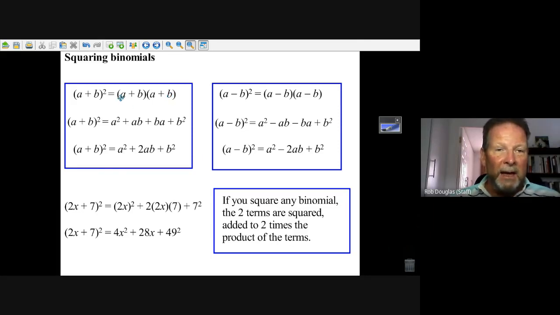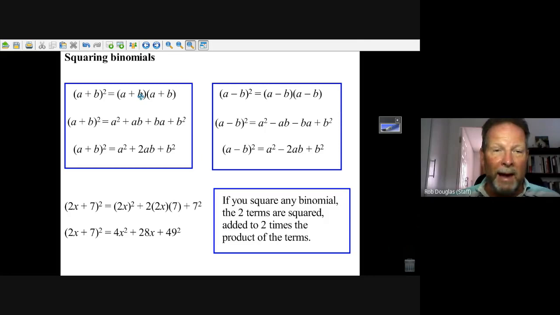Now, this a gets multiplied by both of these things. A times a is a squared. Sometimes we call that the first product. Now the a gets a turn with this b. A times b is ab. Okay, that's taking care of the a. Now the b gets multiplied by a. That's ba, but we make it ab, but it's b times a anyways.